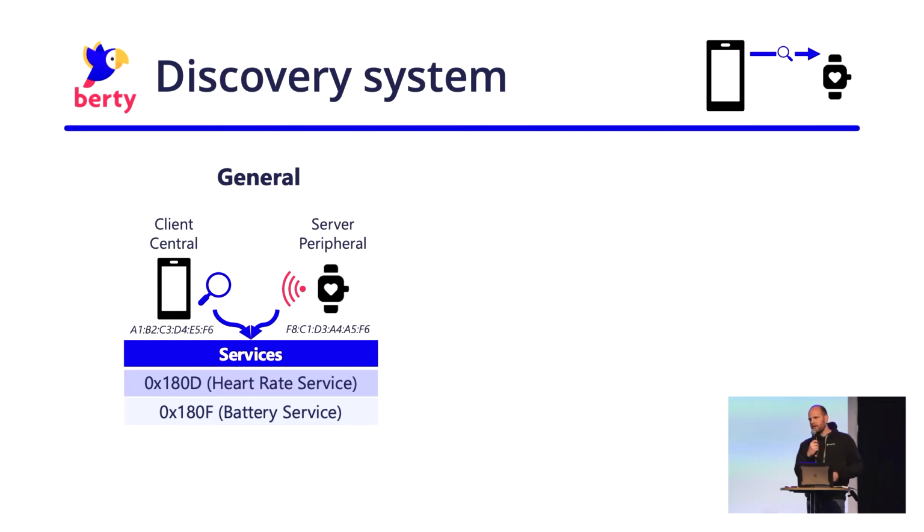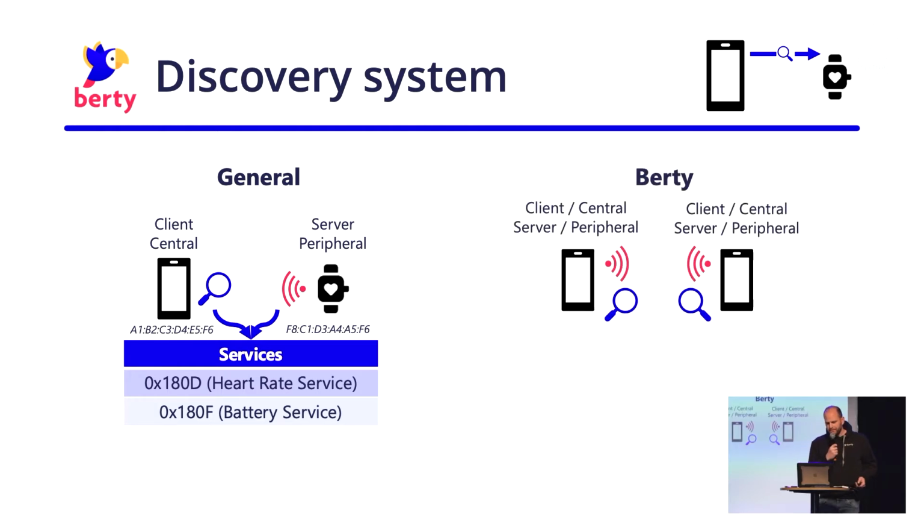And this service has a unique identifier named UUID. In the Berty case, it's not like that, because each device is a client and the server at the same time, and BLE is not made for that. So that can create some connection instability if the two devices try to connect to each other. So we have to avoid that.